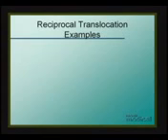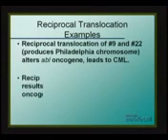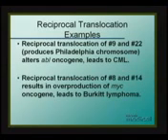Here are examples of reciprocal translocation, specific examples that you should memorize for your exam. There is a reciprocal translocation that sometimes occurs between chromosome number 9 and chromosome number 22. It produces a particular characteristic chromosome called the Philadelphia chromosome. This particular reciprocal translocation leads to a disease called CML, chronic myelogenous leukemia.